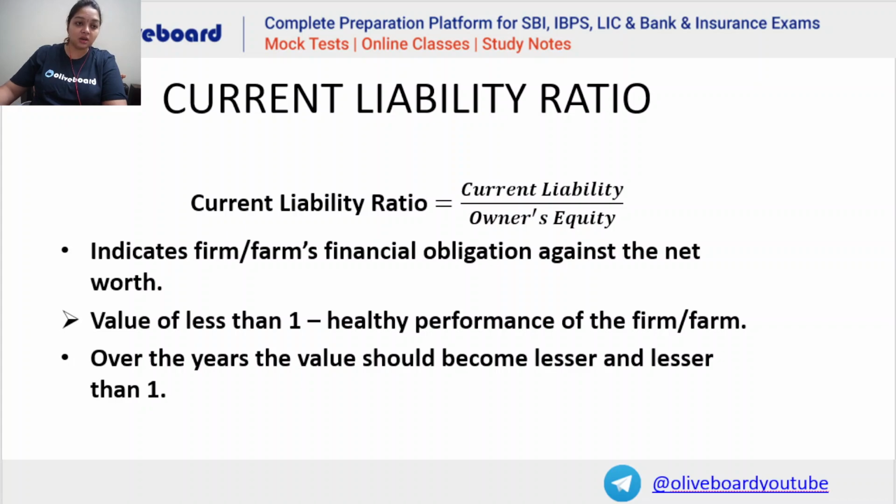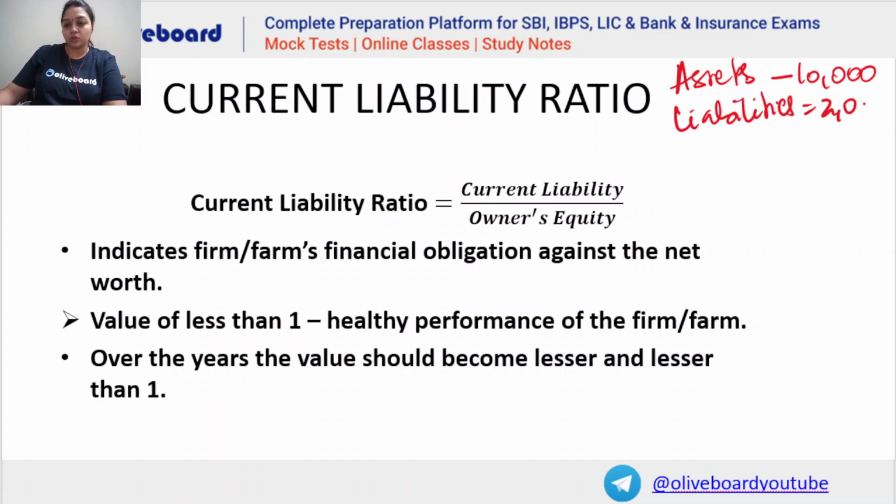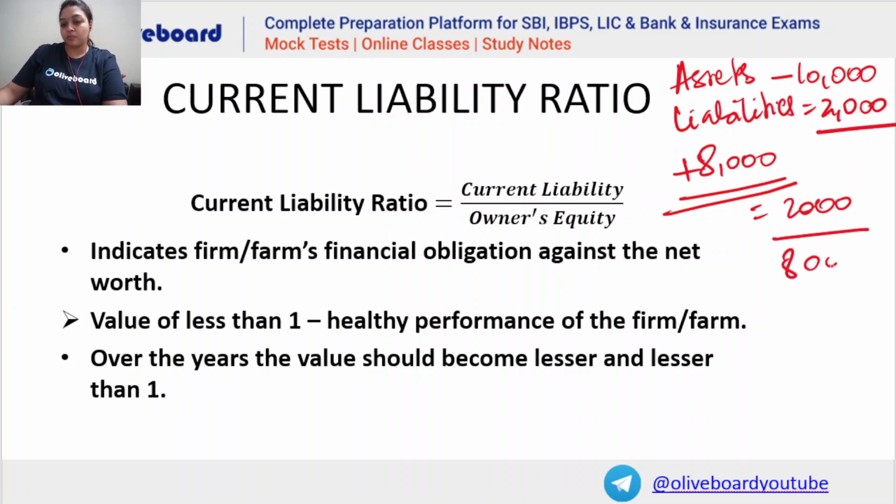So, now let us understand with an example. Let us say a firm has assets equal to 10,000 rupees and its liabilities are 2,000 rupees, right? So, what is its net worth? Assets are more than liabilities by 8,000 rupees, right? So, this is its net worth. So, what is current liability ratio? Current liability, that is 2,000 rupees by 8,000. So, which is 1 by 4, which is 0.25.